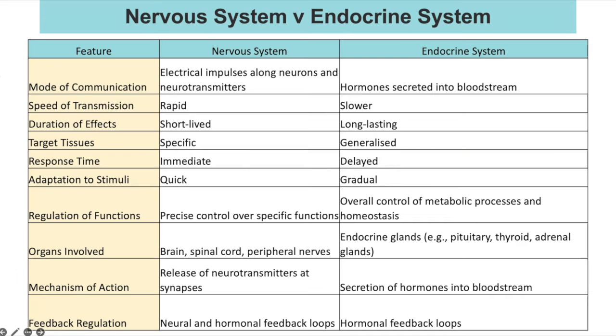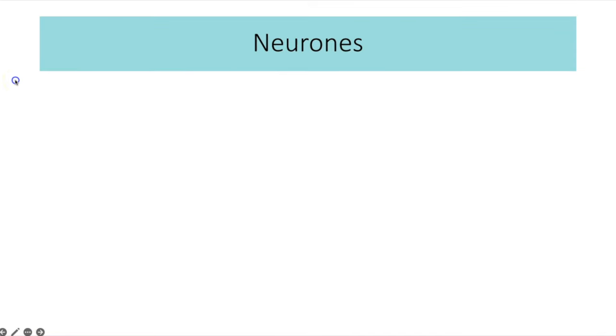If we have a look at the nervous system compared to the endocrine system, I've put together this summary table for you so you can screenshot it, print it out and put it into your notes, or maybe turn it into flashcards. But you need to know the comparisons between the mode of communication, so how that information is delivered, electrical impulse versus hormones, the speed, duration of the effects, the target tissues, response time, adaptation to stimuli, regulation of functions, organs involved, mechanisms of action, and feedback regulation. So these are all just key facts to know. I'm not going to talk through all of this. You can screenshot and keep that in your notes.